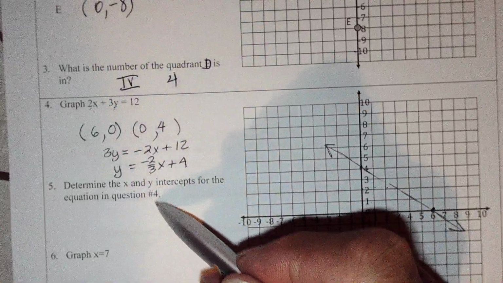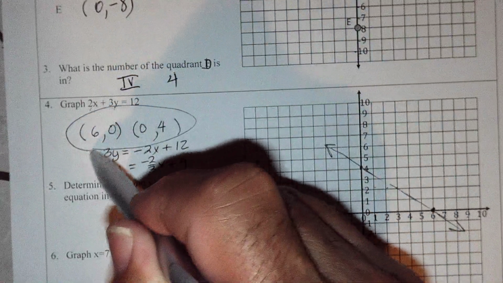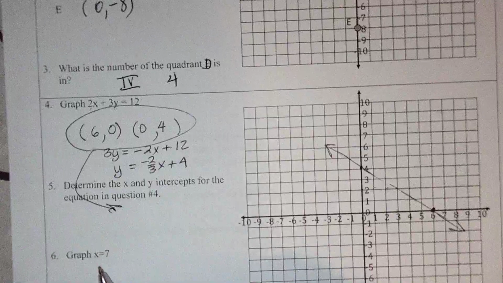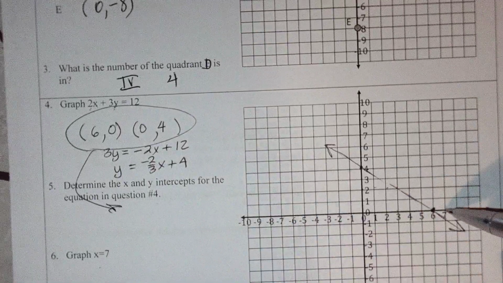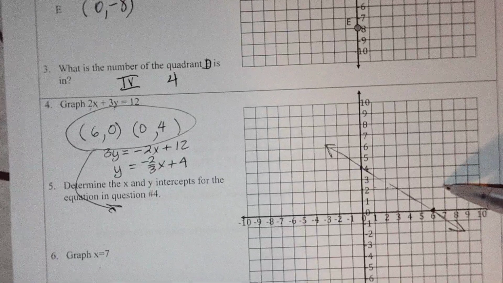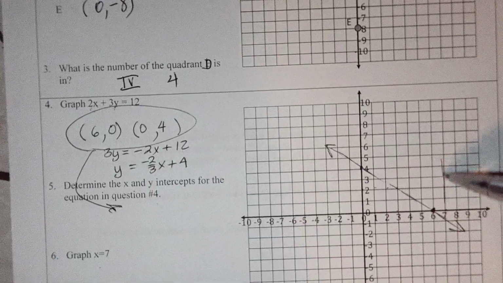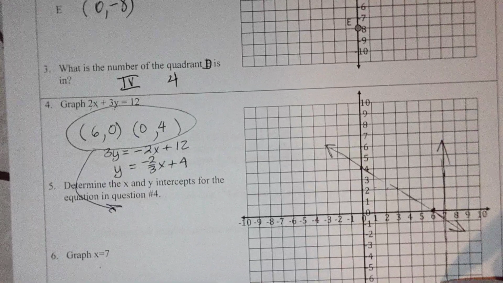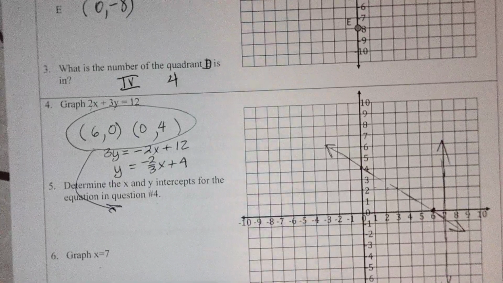And I asked for the intercepts in the next question. Well, I've already done those. X equals 7. Well, there's where x equals 7, but x is also 7 here, and here, and here, and anywhere here. So here's the line for number 6.